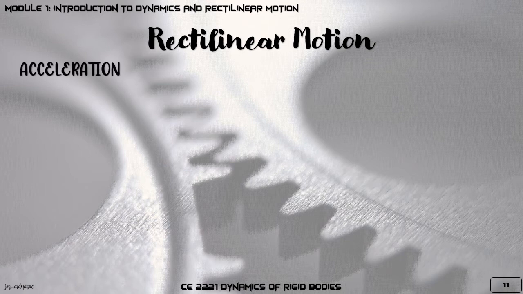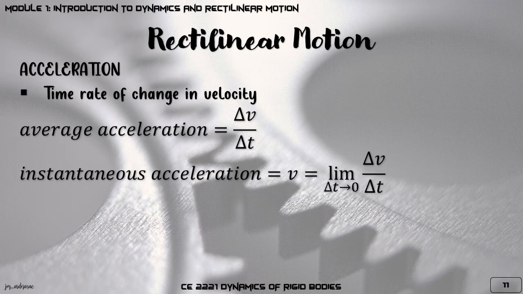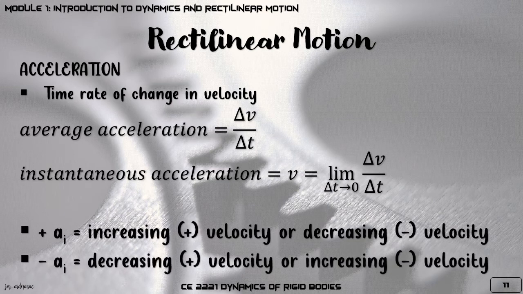Another definition of the motion of a particle is through its acceleration, which is simply the rate of change in velocity. Same as for velocity, the acceleration can be defined by its average acceleration, which is simply the change in velocity divided by the change in time. Likewise, we also have the instantaneous acceleration, which is simply the limit of the average acceleration as delta t reaches 0. Take note that we have a positive instantaneous acceleration when the velocity is a positive value and is increasing, or we have a decreasing negative velocity.